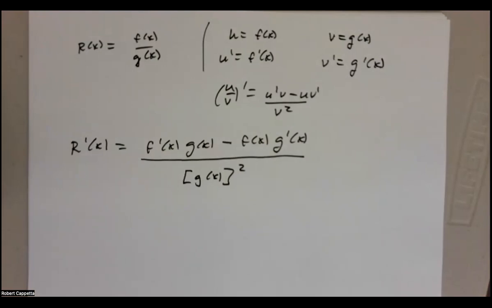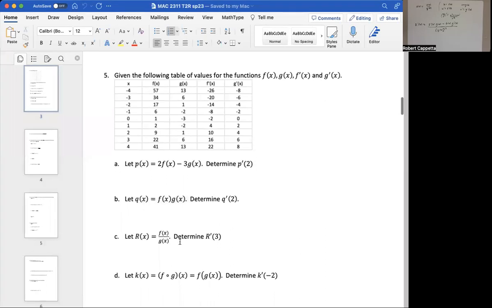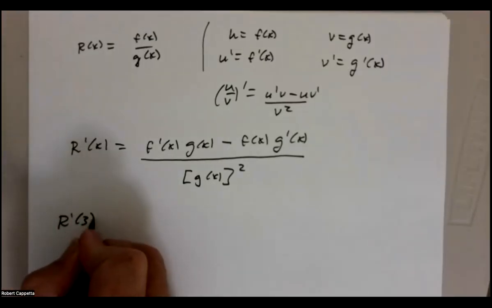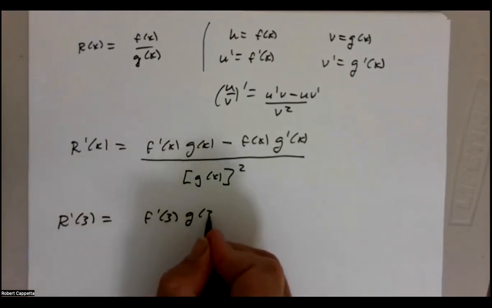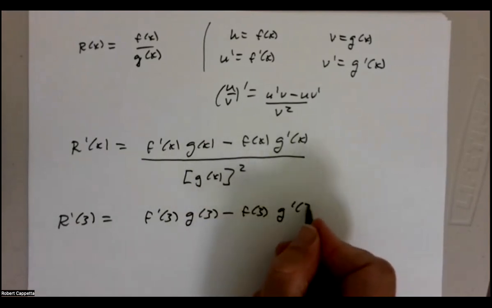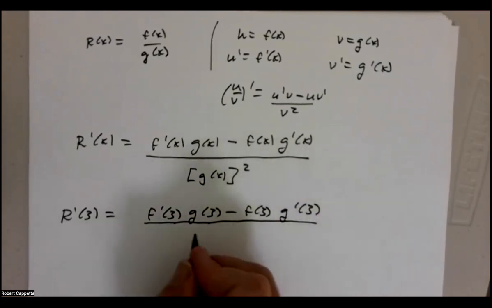Okay. Now, what did they want me to do with this problem? What was the idea? What are we going for? It wants r prime of 3. So I've got to go back to that last thing and replace all of the x's with 3's. So what is r prime of 3? F prime of 3, g of 3, minus f of 3, g prime of 3, all over g of 3 squared.